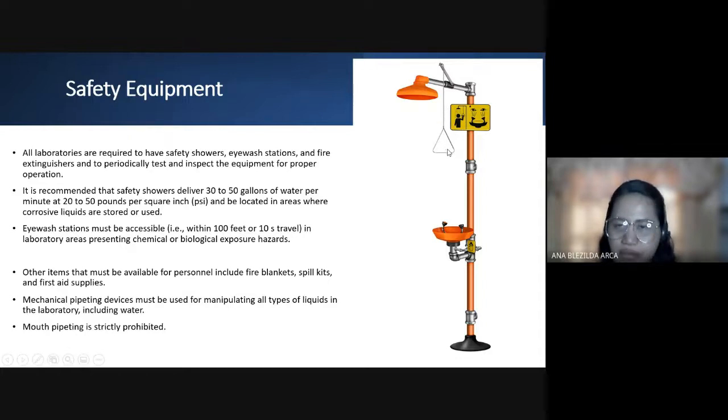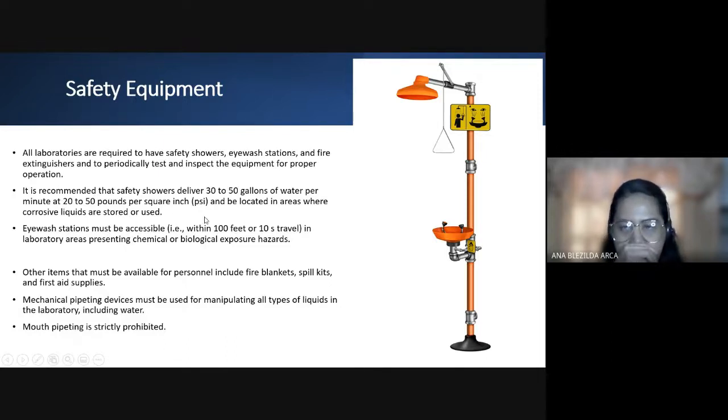So, hatakin mo lang to, tapos lalabas na yung tubig. Hindi lang yan basta-basta class na may lalabas na tubig. Dapat merong pressure mismo sa tubig. Kasi baka mamaya, sobrang hina ng tubig na patak-patak lang. Walang maitutulong yan sa'yo, di ba? So, dapat daw, it should deliver 30 to 50 gallons of water per minute at 20 to 50 pounds per square inch. Ito dapat yung pressure niya. 20 to 50 PSI. Okay?